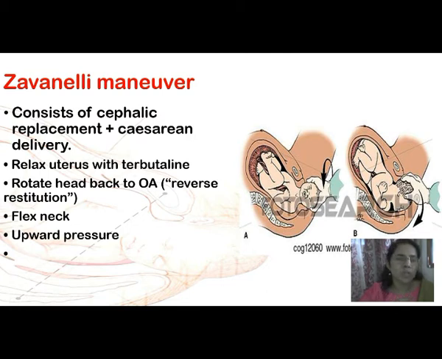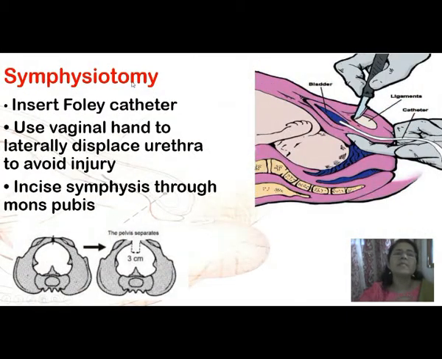The contraction should be stopped, and rotate the head back to the occipital anterior position, with reverse restitution. Restitution has already happened, as the baby's head has come out, so with reverse restitution the head is brought back to the anteroposterior diameter. Then flex the neck, and with upward pressure we can introduce the head back into the uterus. That is the Zavanelli maneuver. Next is symphysiotomy.